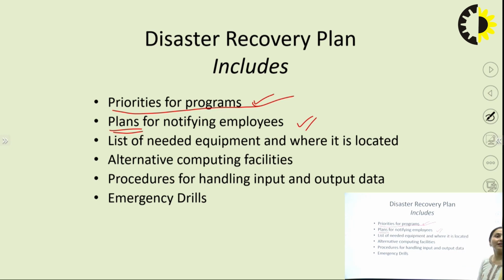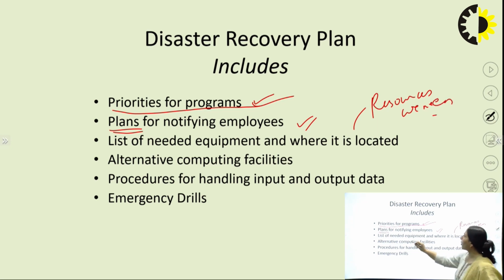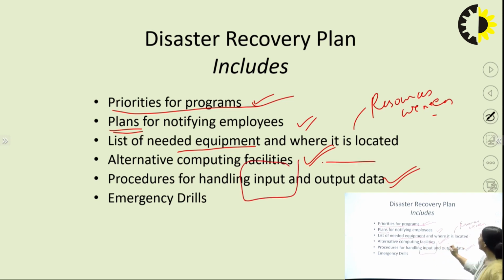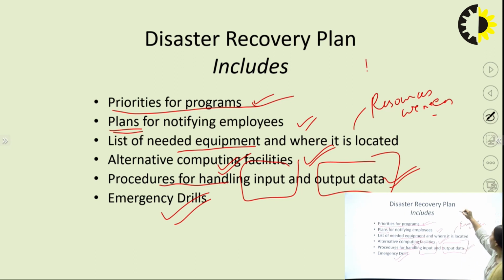Then comes the list of needed equipment and where it is located. What resources we need should be properly listed. Whatever equipment we need should be properly located well in advance. This is important, because even if you don't have resources, how will we move on in this kind of scenario? Then, alternative computing facilities should be there. Then procedures for handling input and output data: how we handle the input we are putting into the system and the output we are getting from the system. What is the procedure that we are using for handling this type of information? And again, emergency drills.